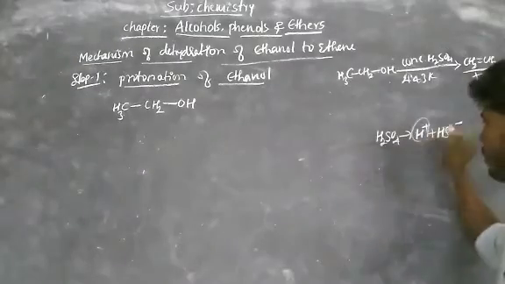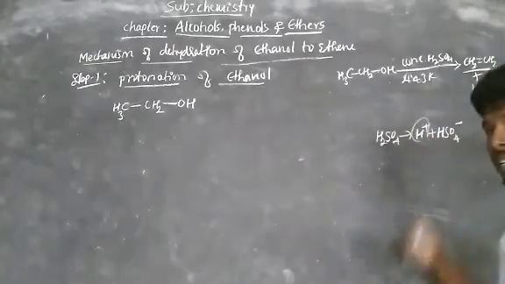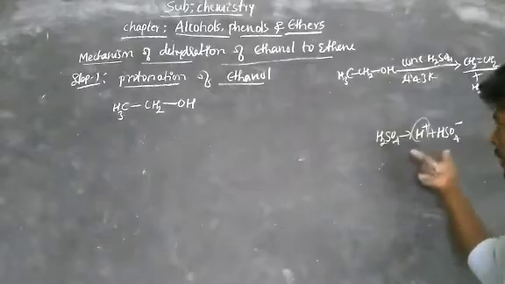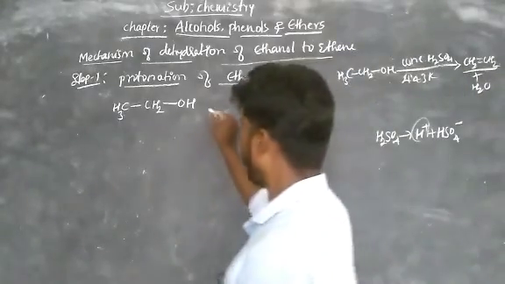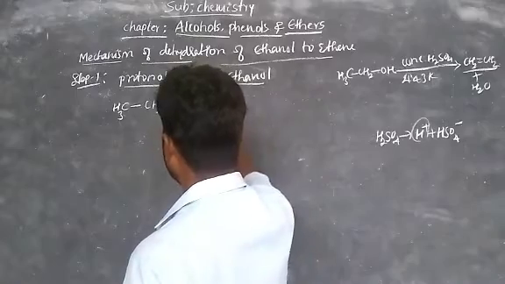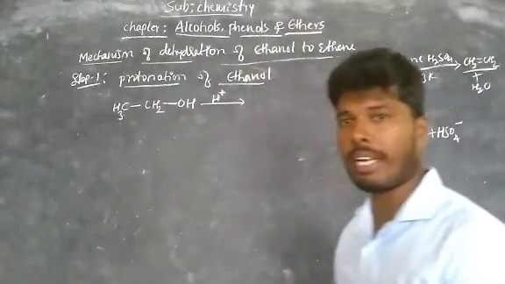Here H plus is a proton. This is present in the solution. So when we add sulfuric acid, the H plus ion is present. Therefore, it is treated with H plus, that is, it is reacting with H plus.